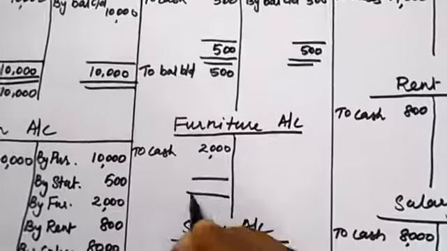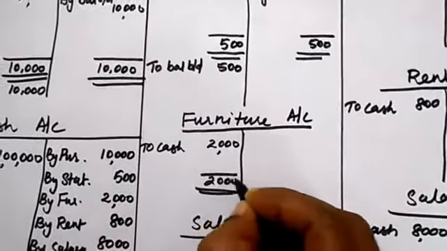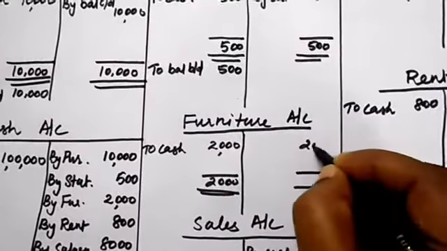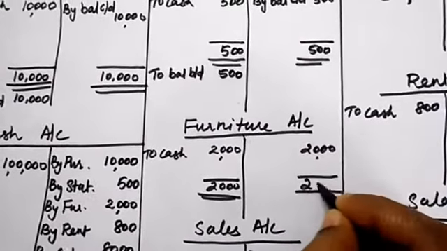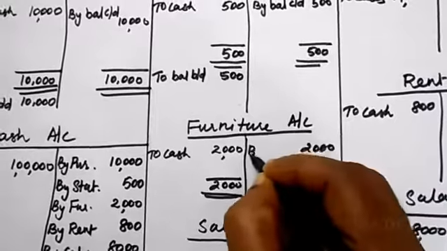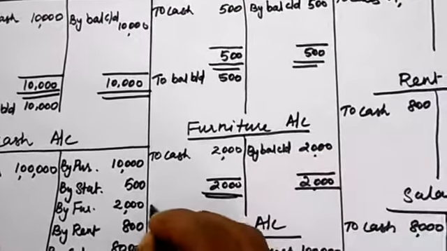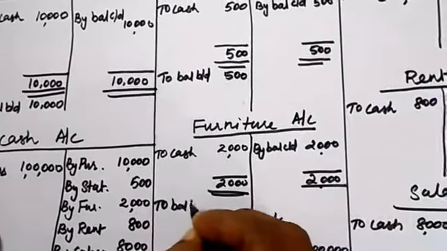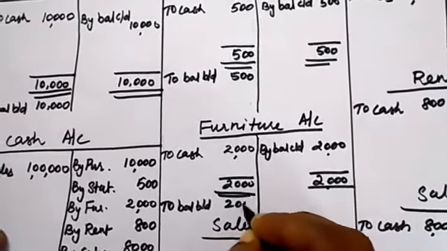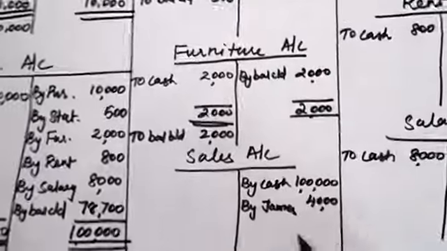Furniture account: 2,000, credit side no amount. Just write the same amount, 2,000, and write by balance carried down, and transfer this amount to the opposite side: to balance brought down, 2,000. In the same way, sales also.